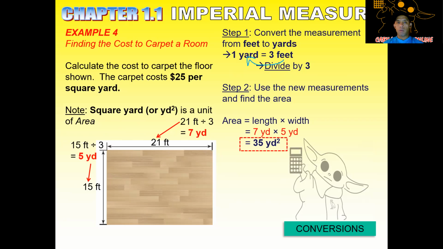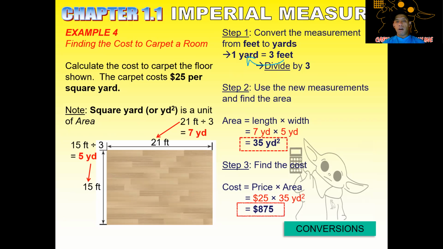Now just to double check, our units are now in the form that we want them to be. And last but not least, we just need to find the price. It tells us that for every square yard, it's going to cost $25. So for 1 square yard, we will be paying $25. Since we have 35 square yards, all we need to do is take the 25 and multiply it by the 35. That will give me a final answer of $875.